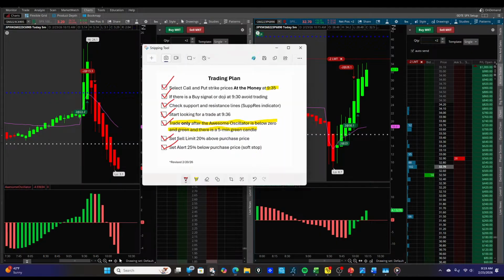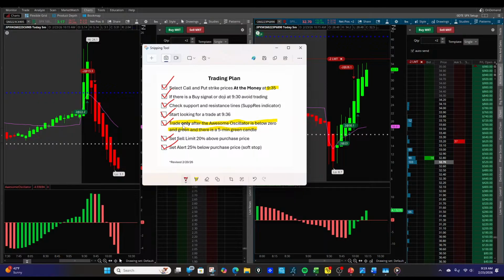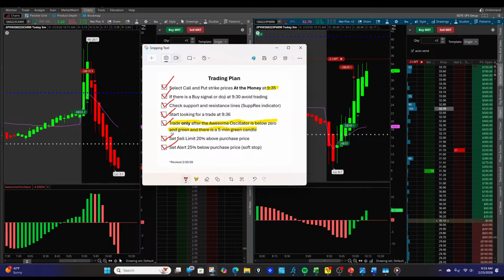And generally, as a rule of thumb, this is what has got to be followed to the letter. This trading plan that says trade only after the awesome oscillator is below zero and green, and there is a 5-minute green candle. So if this part of the trading plan is followed to the letter, good things are going to happen.